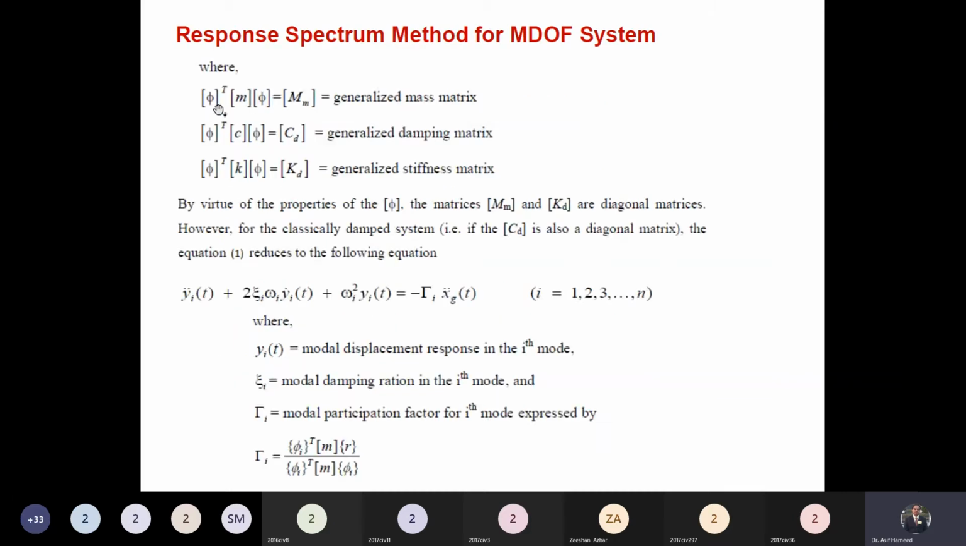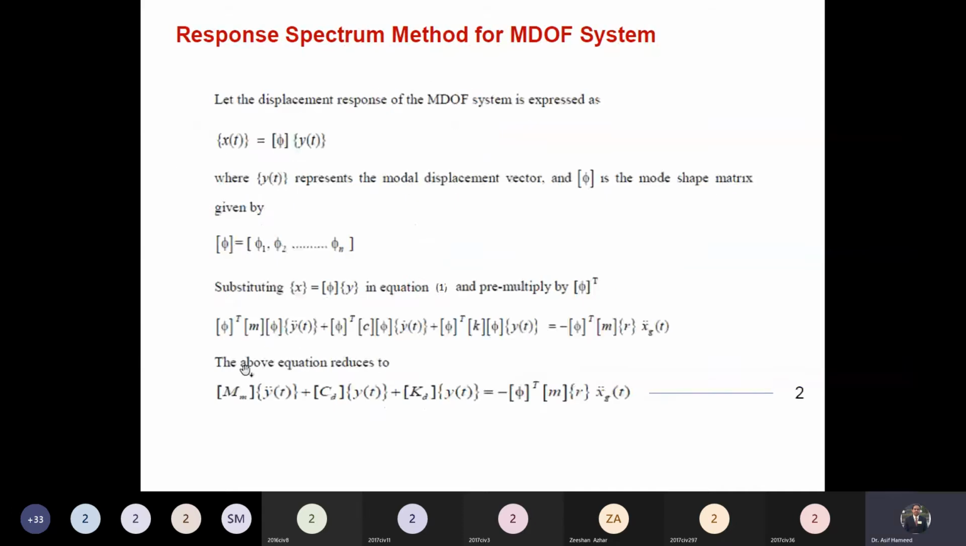Look at here. We can name them. This one is the generalized mass matrix. This one is the generalized damping matrix. This one is the generalized stiffness matrix. Look at here, the generalized mass matrix. We can use the capital M here, and then the generalized damping matrix, the generalized stiffness matrix. On the right hand side, we have this expression, phi transpose M r, acceleration of the ground.